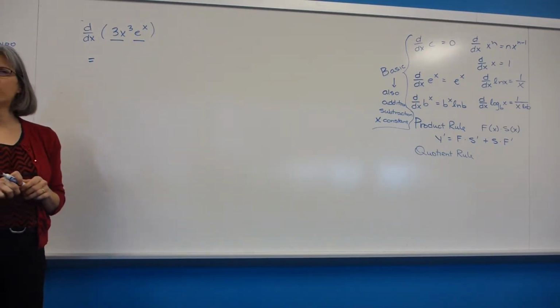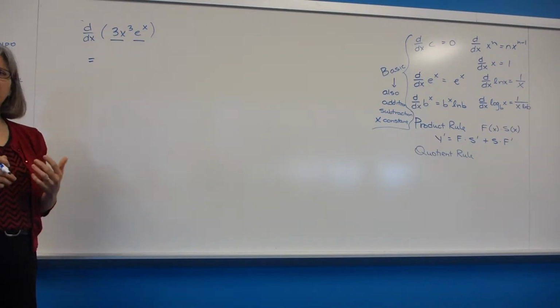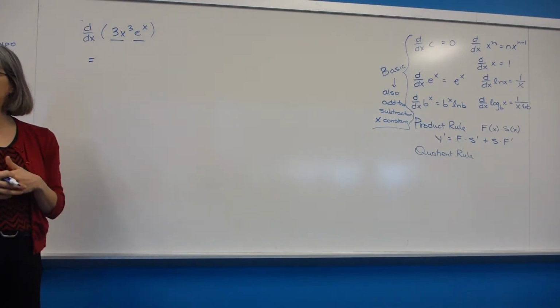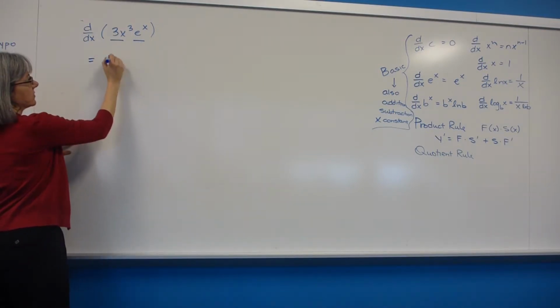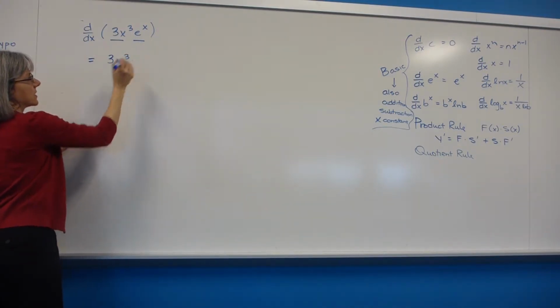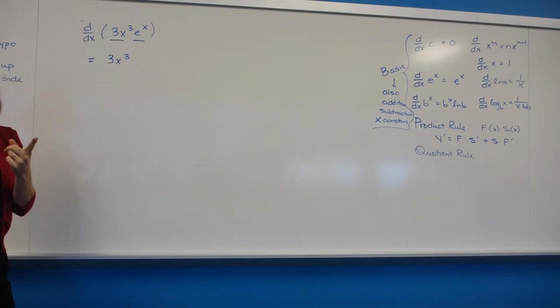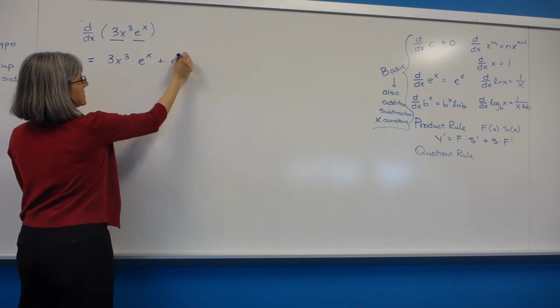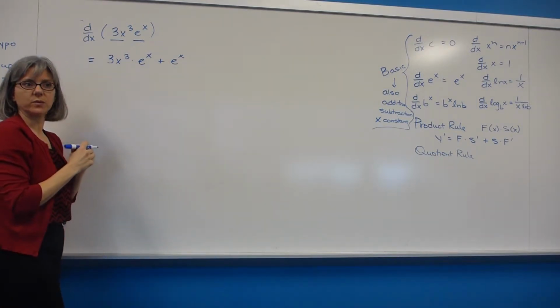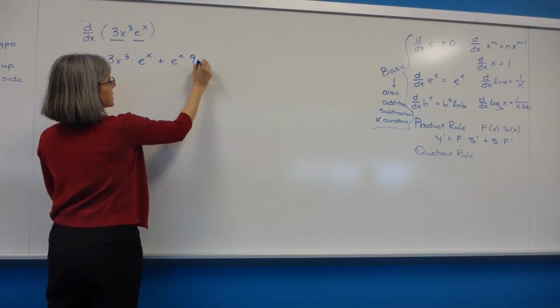And then we'll talk about how we typically simplify this. You don't have to, but when it goes to solving equations, I'll give you kind of the standard form to write it. So we're going to start with first, 3x cubed times the derivative of the second. Derivative of e to the x is? E to the x. Love that. Plus the second times the derivative of the first, which would be 9x squared.